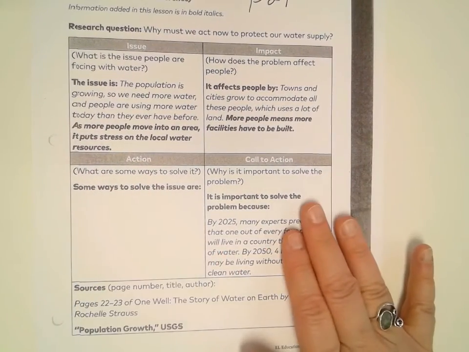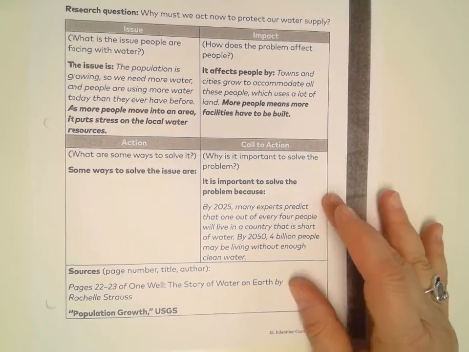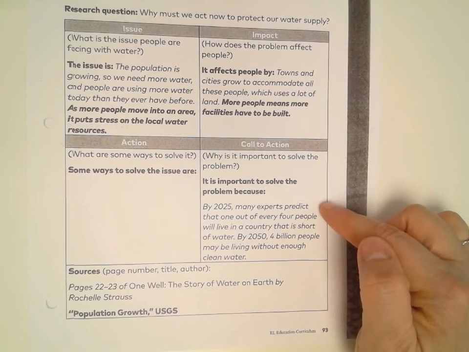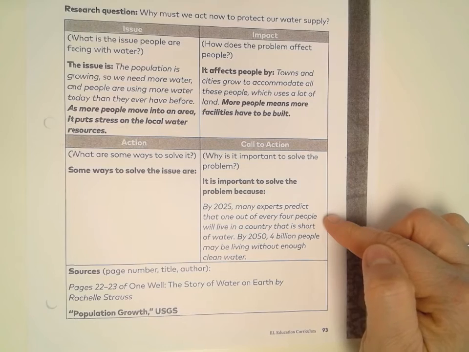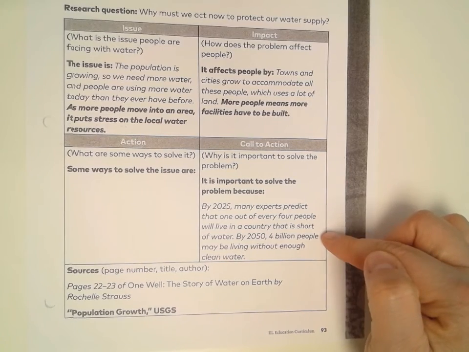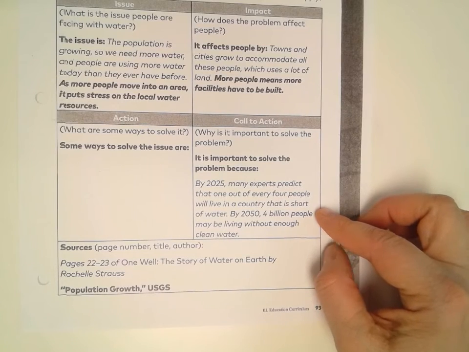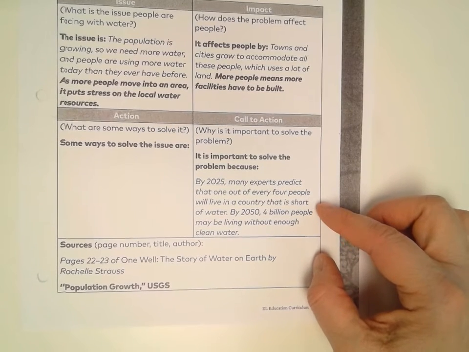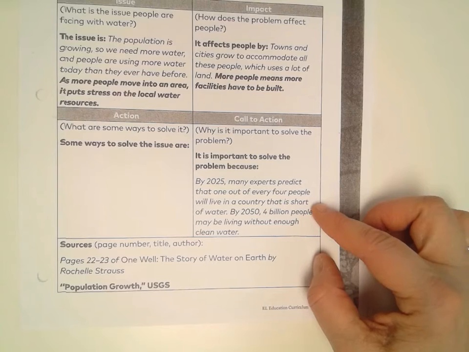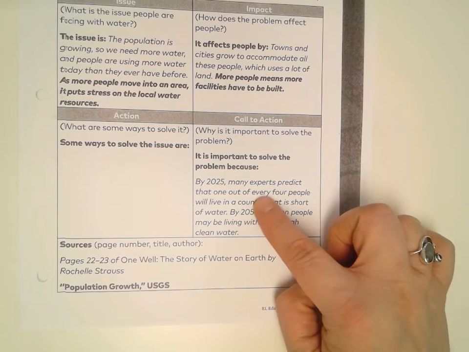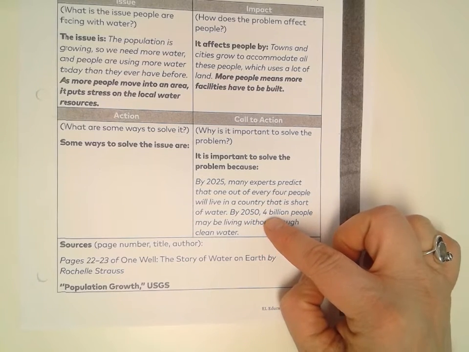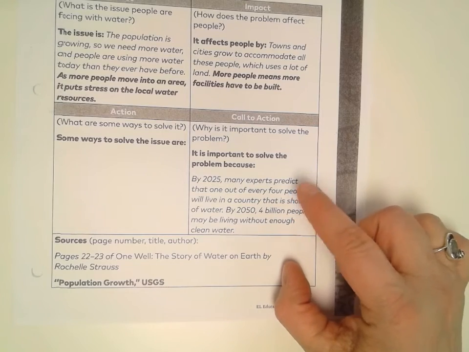Call to action. Why is it important to solve this problem? Well, it's really important because by 2025, experts predicted that 1 out of every 4 people will live in a country that's short of water. That's a problem. That's only 5 years from now. And by 2050, 4 billion people might be living without enough clean water. That seems like it's really far away, but you're going to be an adult and maybe even have a family by then, and that might affect you.